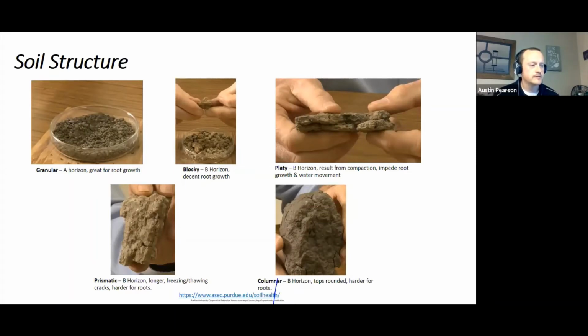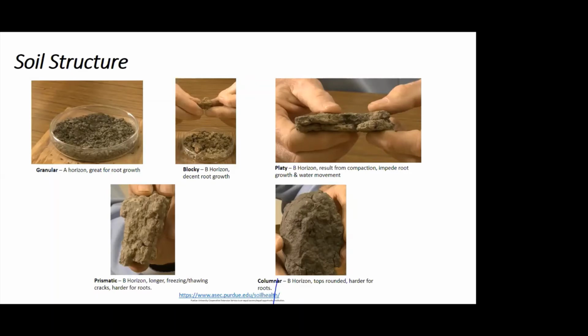Prismatic, you can see in the B horizon. There, you can also see longer freeze-thaw cracks. Those are harder for roots, but when those cracks start to show up in the soil, the roots can actually move through the soil, and that also helps with water movement. Columnar looks very similar, but the tops are rounded, and similar principles apply.